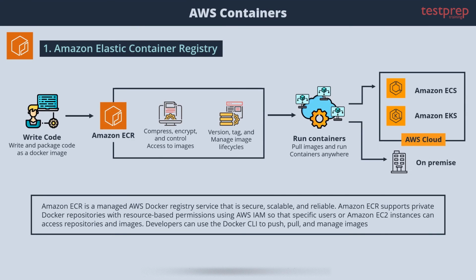Amazon Elastic Container Registry. Amazon ECR is a managed AWS Docker registry service that is secure, scalable, and reliable. Amazon ECR supports private Docker repositories with resource-based permissions using AWS IAM, so that specific users or Amazon EC2 instances can access repositories and images. Developers can use the Docker CLI to push, pull, and manage images.